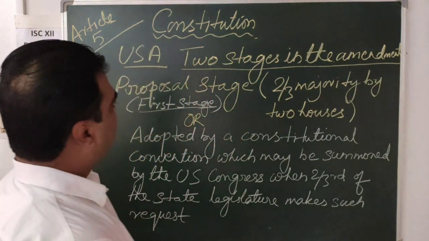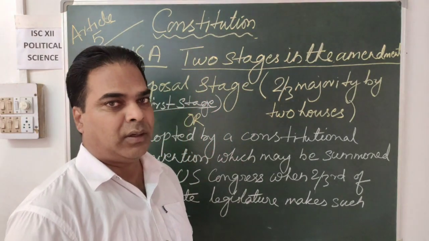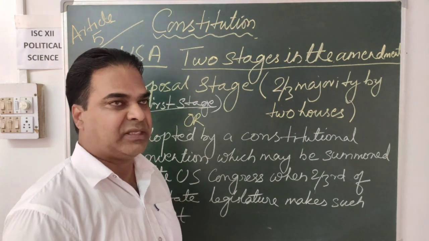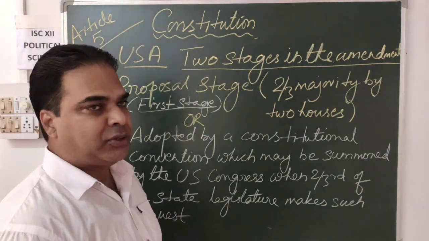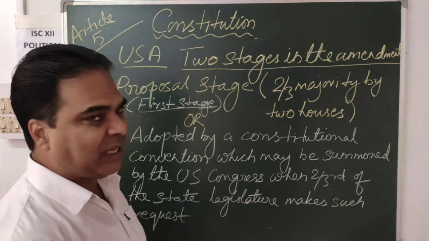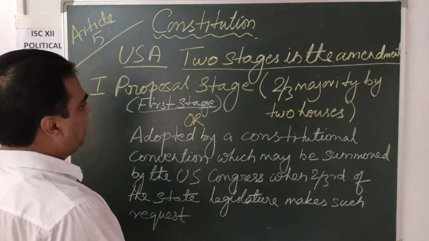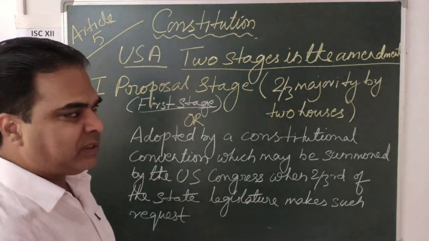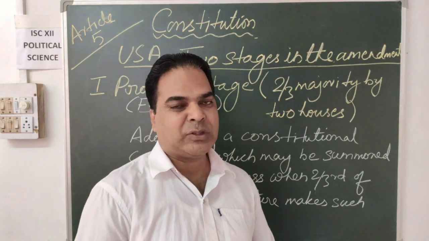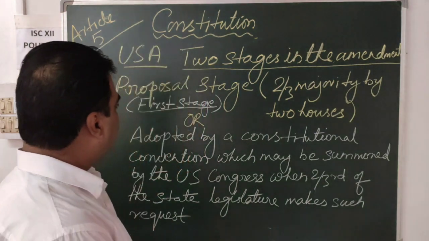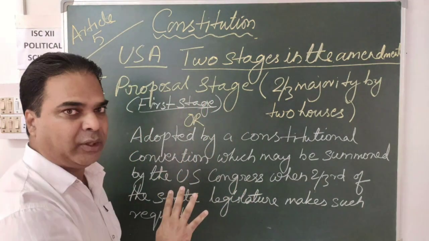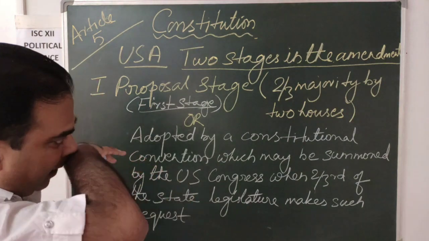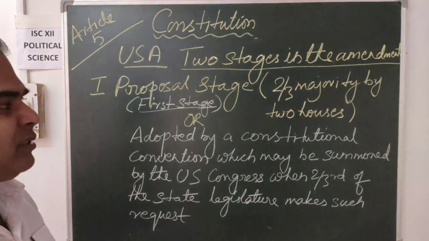So how is the amendment of the US Constitution done? Here the amendment procedure of the US Constitution has to go through two stages. The first one is the proposal stage and the second one is the ratification stage, which I'll discuss after making you understand all this. Now listen to me.